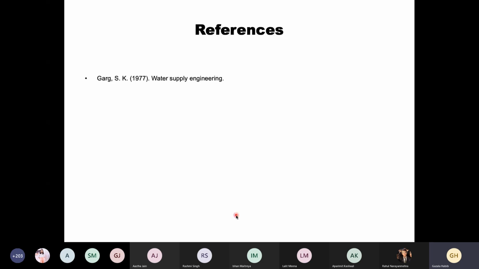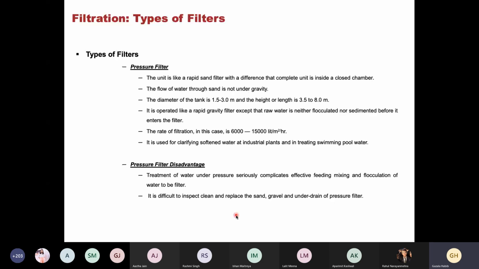So this is about filtration. I think in this slide there are some formulas which are missing. I will teach you one or two formulas to calculate the head loss and so on in the next class briefly, and I will also include those formulas in this presentation.